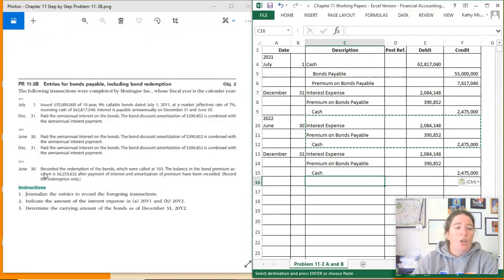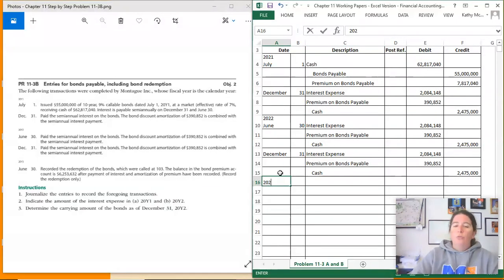On June 30th, we recorded the redemption of the bonds, which were called at 103. The balance in the bond premium account is $6,253,632 after the payment of interest and amortization of premium have been recorded. Record the redemption only. So what's happening is we're now taking those bonds back and we're going to give them some money. So we have to pay money here. Okay. It is 2023 and it is June 30th.